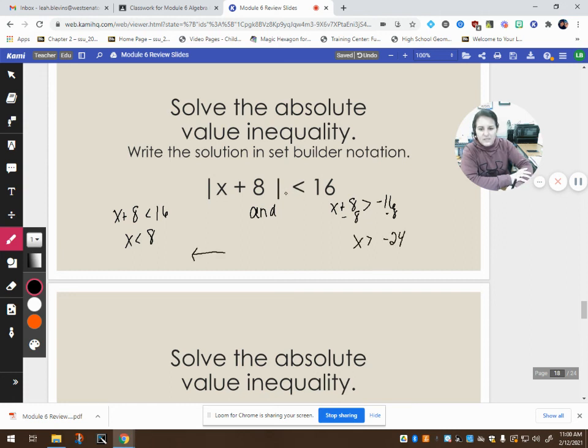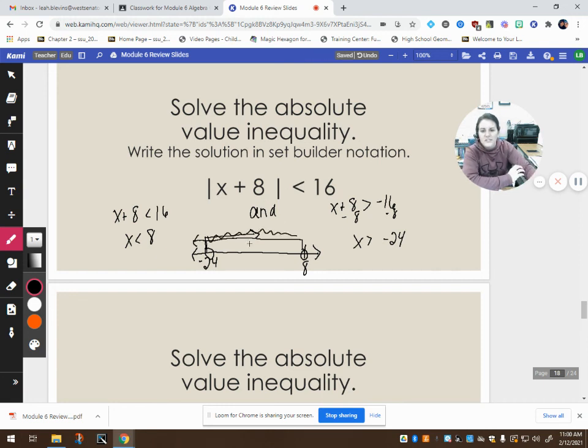So let's think about this. We're down here at -24. We're up here to 8, right? Subtract 8. So we want all of the x's that are greater than -24 and all the x's that are less than 8. So my solution is all of these numbers here in between -24 and 8.